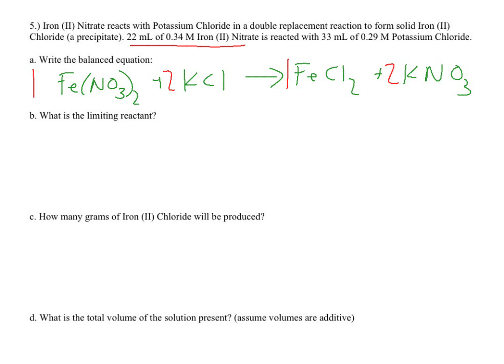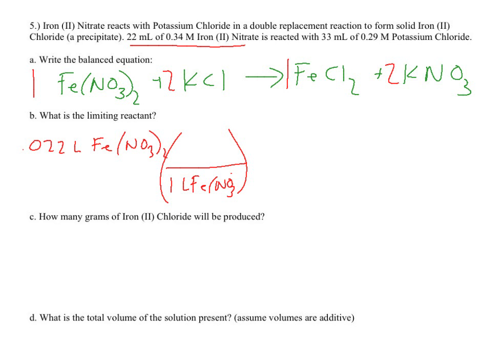Since we're actually calculating the number of moles in the process, the milliliters need to be in liters. So 0.022 liters of the iron 2 nitrate. Then we have the molarity. So 0.34 moles is 1 liter. Liters is on top, so liters needs to be on the bottom. So 1 liter of iron nitrate would be 0.34 moles of the iron nitrate.